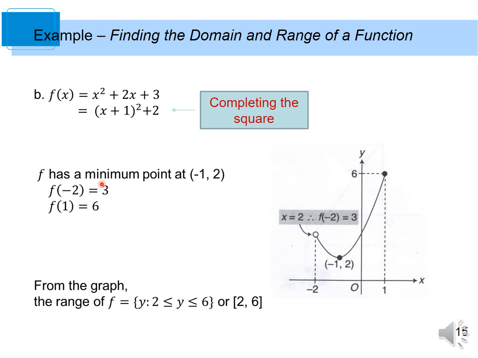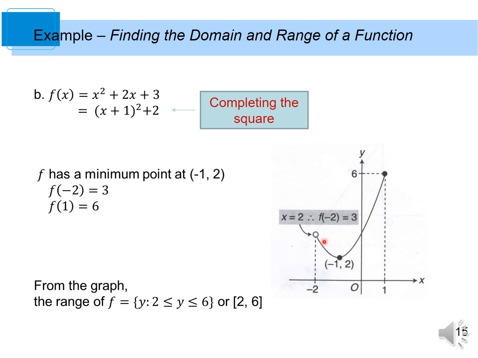Since you have a minimum point, your range should start from the minimum point. Range is y, so you take 2. It's not -1, because -1 is the x coordinate. You take the 2, so start from 2 up to the highest point. The highest point is at 6. Now you can conclude your answer, or write it in the bracket system.